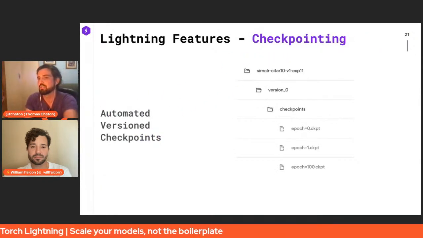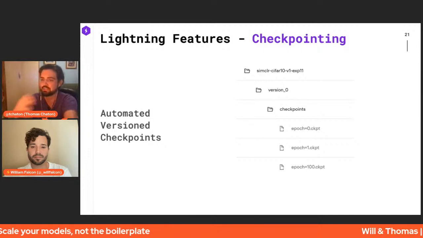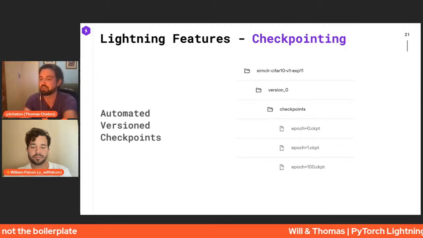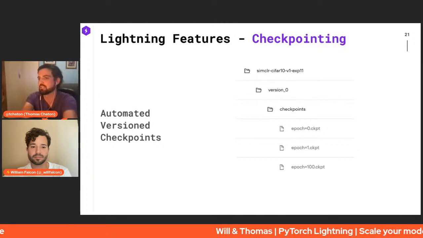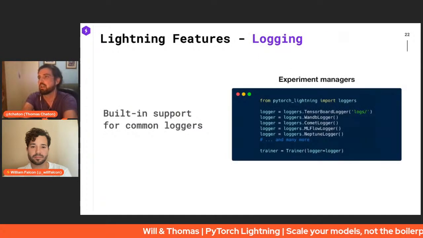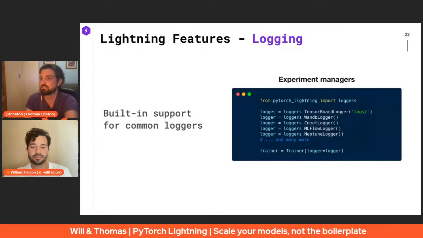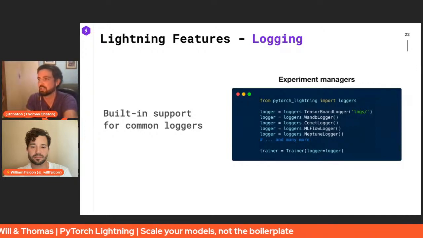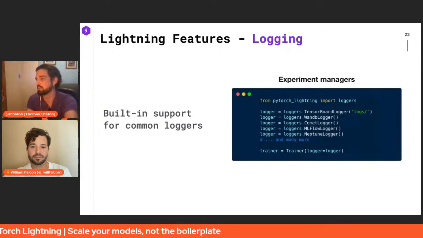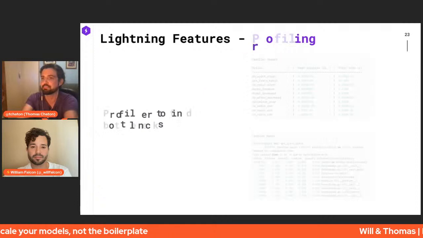Lightning also comes with an automated version checkpointing, so we basically keep track that everything works, and it also works in distributed settings. We have built-in support for all the most common loggers, so TensorBoard, Weights & Biases, Comet, MLflow, Neptune, and many more.